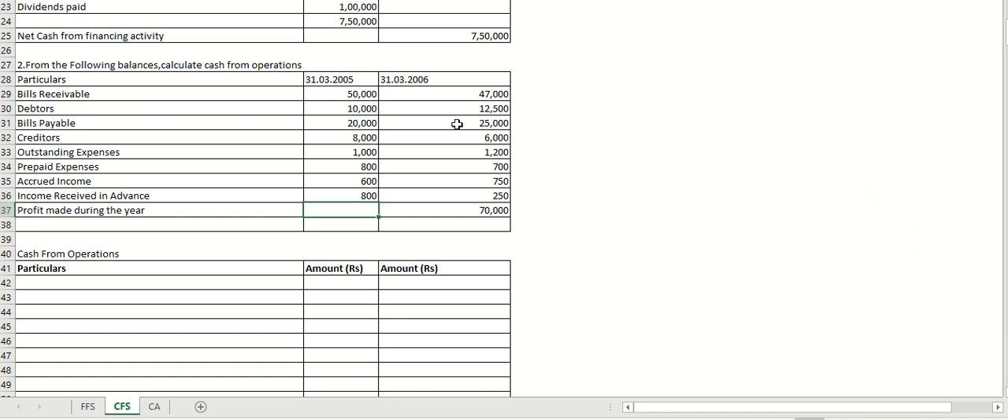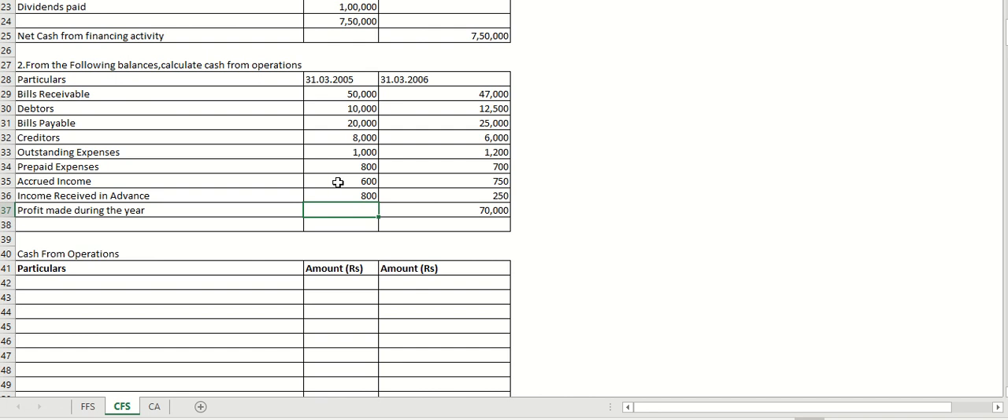Debtors is increased, it's a current asset, so you will minus it. Bills payable is increased, which is a current liability, so you will add it. Creditors is decreased, which is a current liability. A current liability decreases means you will minus it. Outstanding expenses, the expenses which are outstanding, is a current liability. If you see, it has increased, so you will add it.